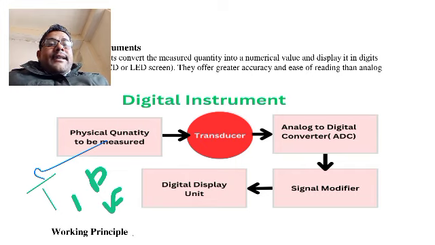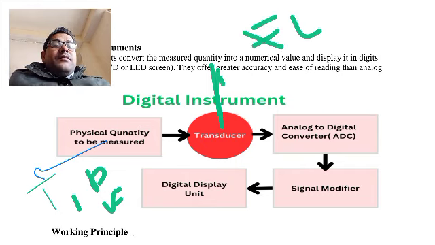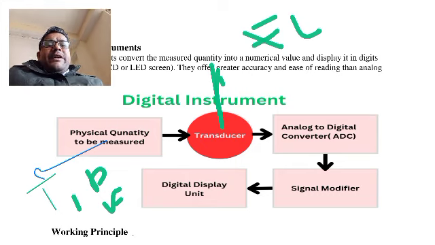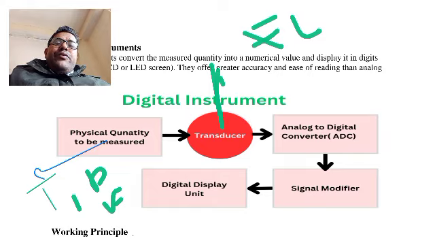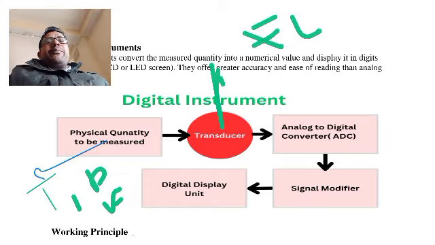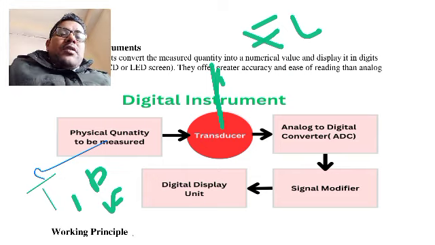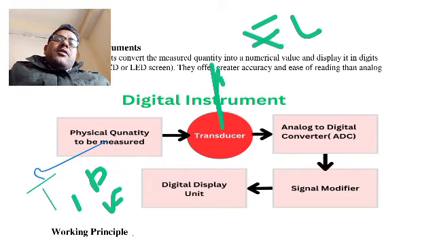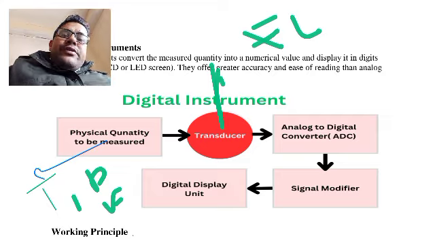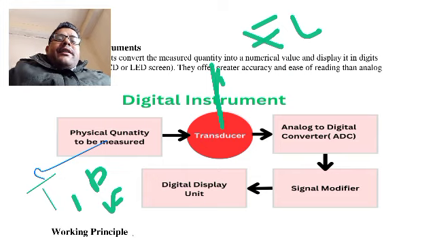That physical quantity is converted into an electrical signal by using sensors or transducers. During this conversion, different types of signal conditioners can be used. If the signal is very low in amplitude, we have to amplify it using pre-amplifiers. If noise is also included in the output of the transducer, we can use a filter to remove the noise.